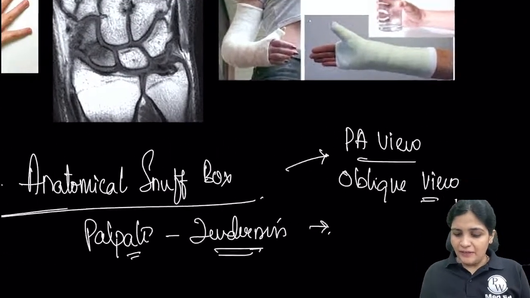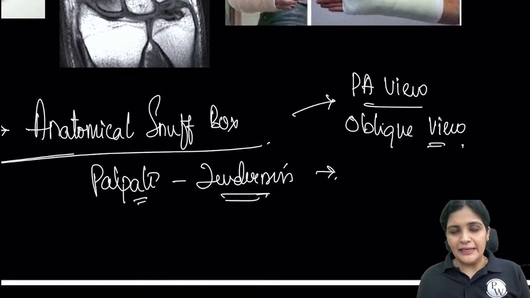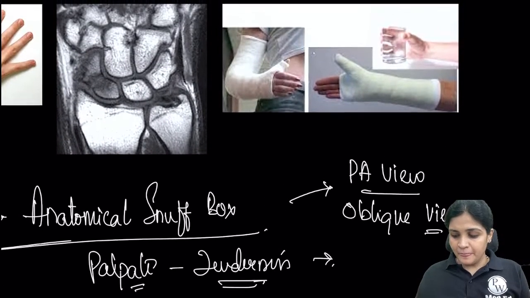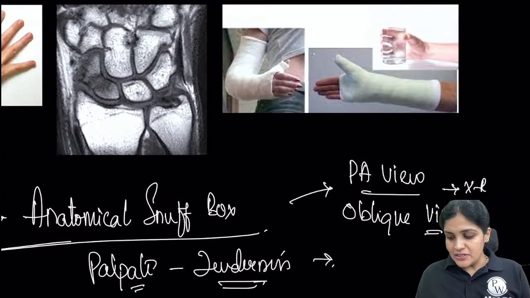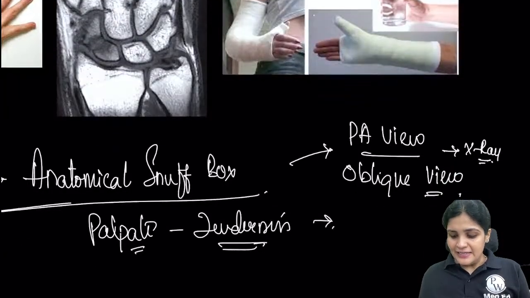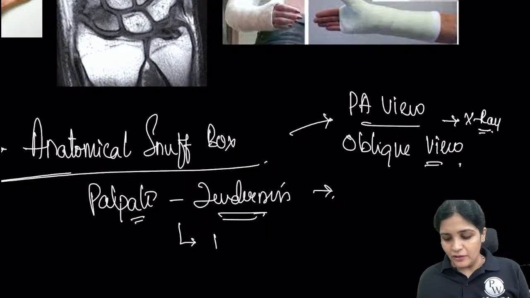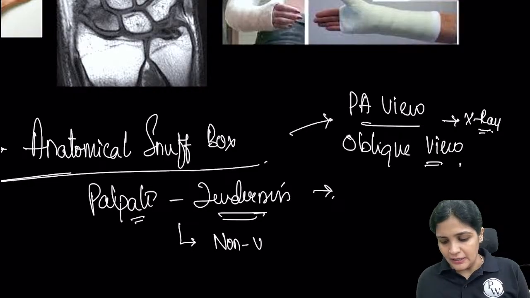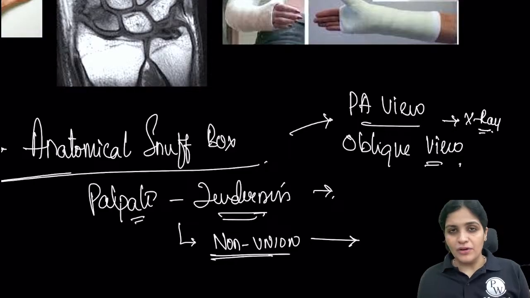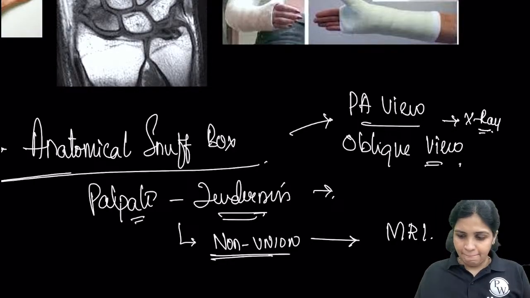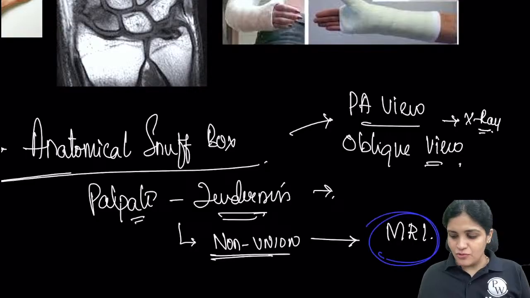So this is the oblique view, and what is the main investigation of choice to identify your fracture? So first X-ray, and there is a high chance of the scaphoid going into what complication? Non-union. So how do you identify non-union? What is the investigation of choice? Yes, MRI. You have to go for MRI.